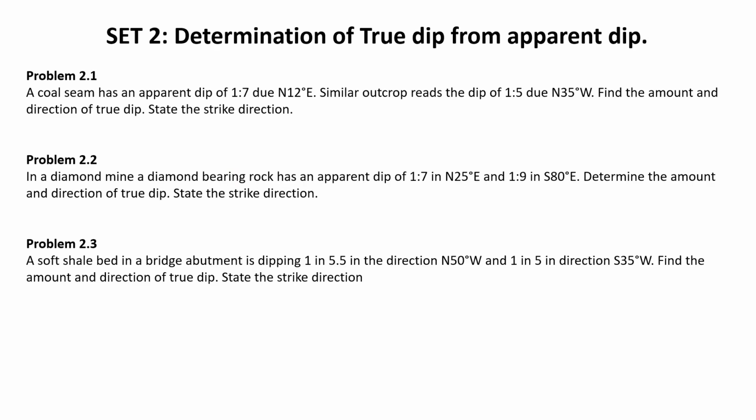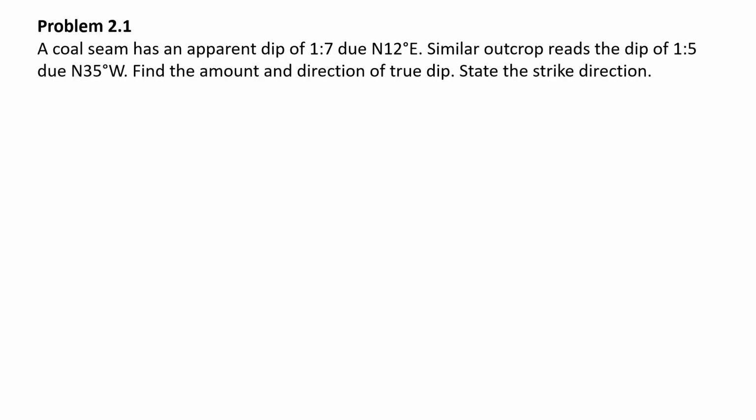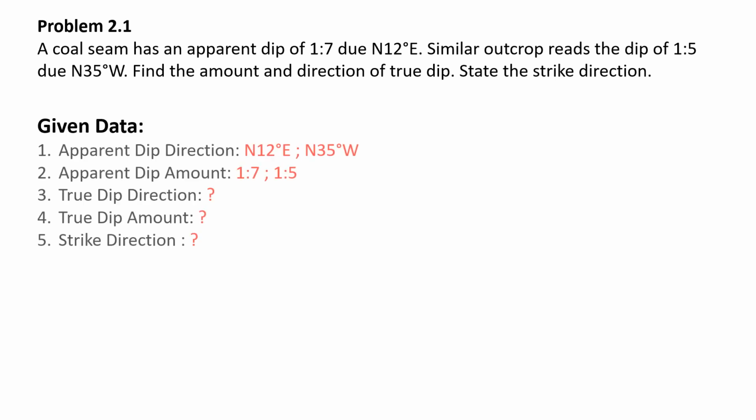Moving to set number 2, here they are given details of apparent dip from which true dip has to be calculated. So determination of true dip from the apparent dip. So there are three problems here again. Okay, we'll be solving only one problem from this set. The first says the coal seam, means a coal bed, has an apparent dip of 1:7 due north 12 degrees east, and there is a similar outcrop which reads the dip of 1:5 due north 35 degrees west. Find out the amount and direction of a true dip. State the strike direction.